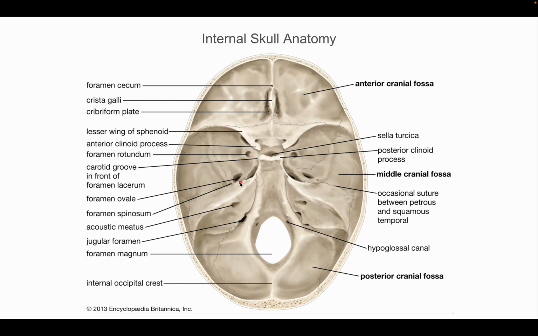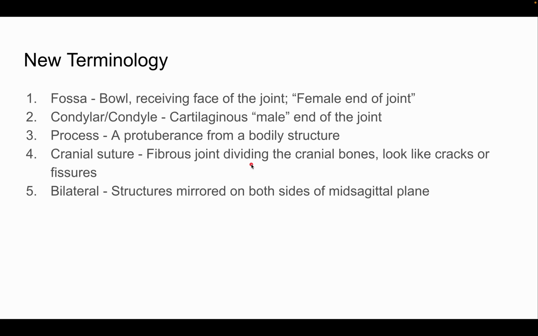And then we have the acoustic meatus, the internal acoustic meatus. Remember, that's part of the ear. And then we have the jugular foramen where the jugular vein runs through. And the hypoglossal canal where the hypoglossal nerve runs through. Alright, and that should be it for the foramen of the skull.